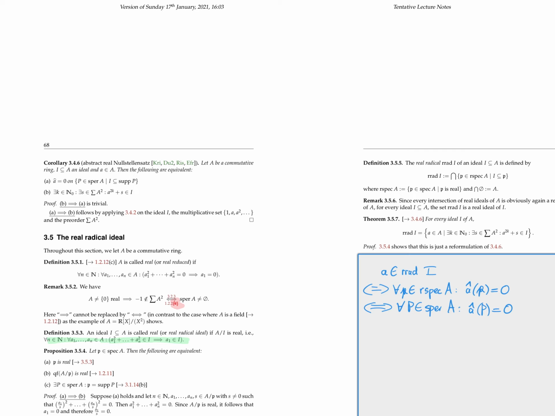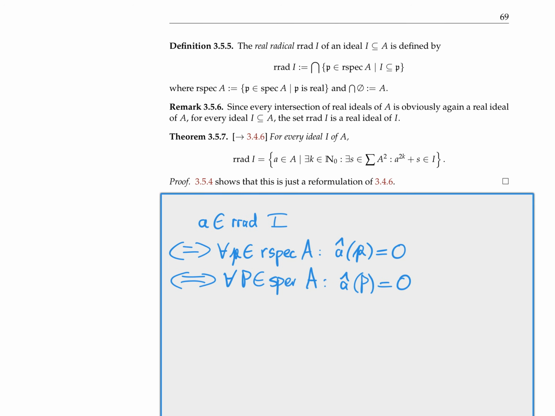Sorry, I forgot something here. I'm really sorry about that. Of course, I need to restrict here to prime ideals, the real prime ideals containing I.